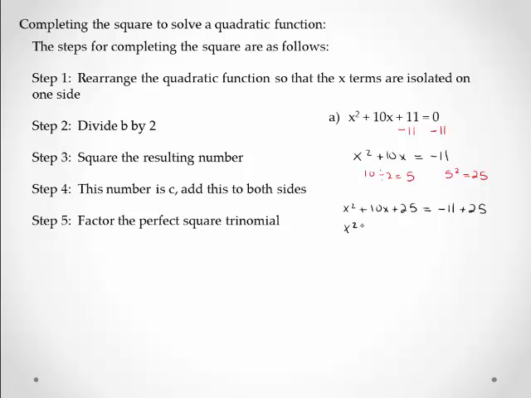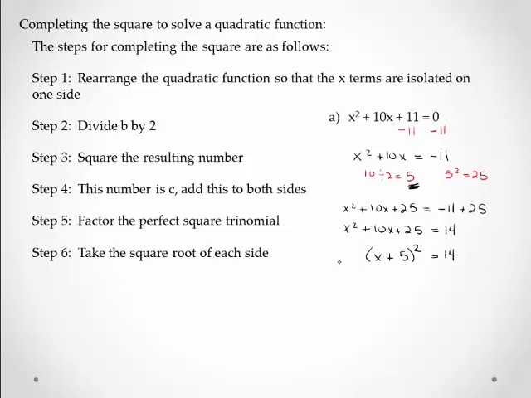So I'm going to go ahead and simplify. And then I'm going to factor the perfect square trinomial. This is my perfect square trinomial. And it will factor to x plus 5 squared. Take the square root of each side, and I'll get x plus 5 is equal to plus or minus the square root of 14.